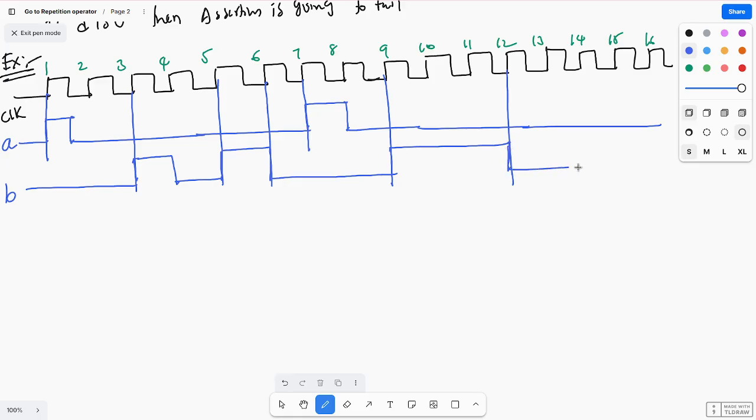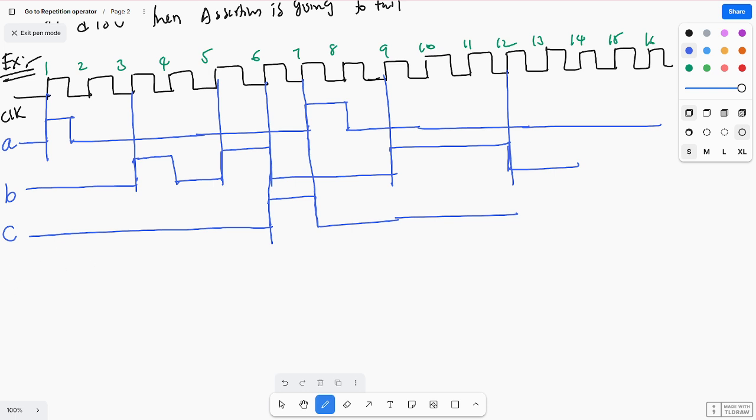At the 12th cycle it will be 1. Next, coming to c. C will be 1 at the sixth cycle. Initially c is 0, it will be 1 for the sixth cycle. At the sixth cycle it goes from 1 to 0, then to 1, and again it will go to 0.